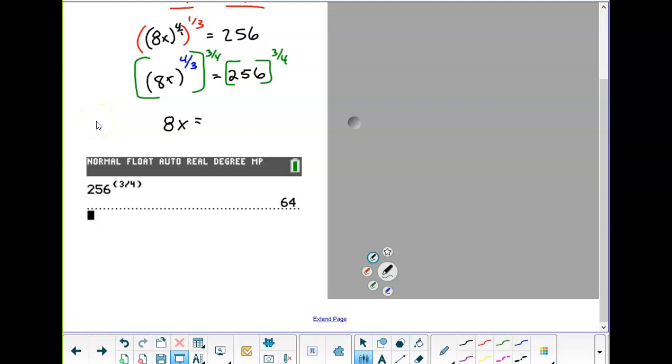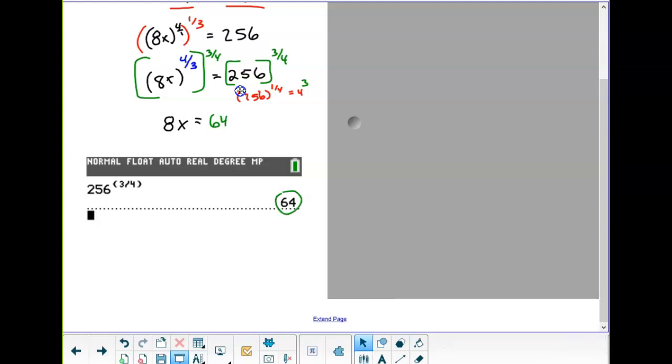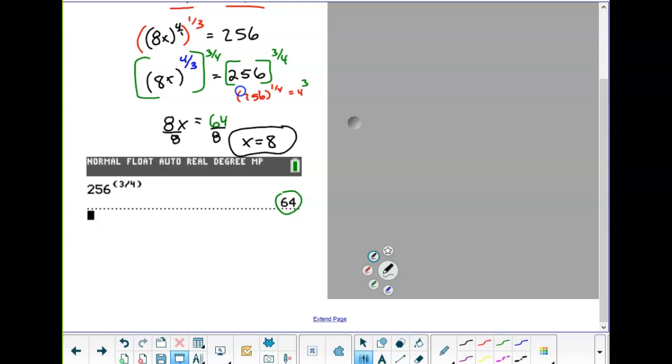You could have broken this down by hand as well. Don't write this, but you could have taken the 256 to the 1/4 power, which I think is 4, and then applied the third power to that, and that's where the 64 came in. But as we saw, that's what the answer gave us anyway. Now, we're not done, right? Because our goal is to find x, and once we got rid of the exponent, we can divide by 8, and we get x equals 8.